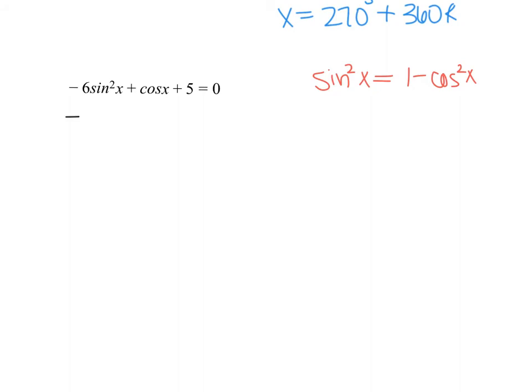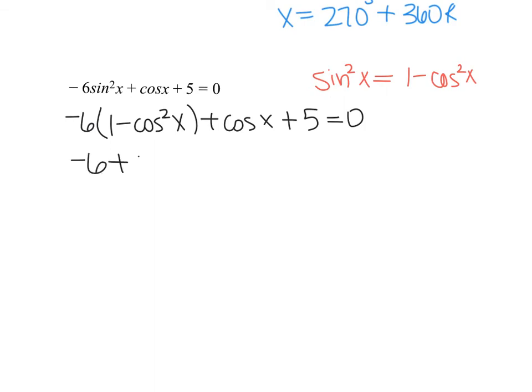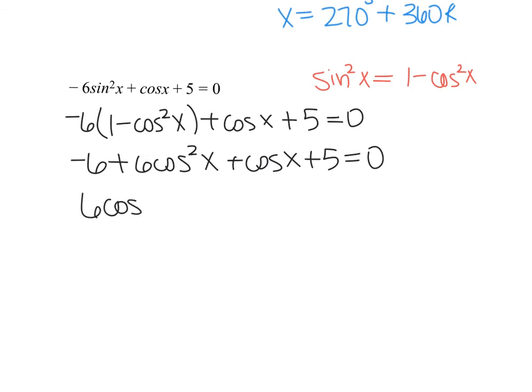So replacing my sine squared with that, we have -6 times 1 minus cosine squared of x plus cosine of x plus 5 equals 0. Distributing the -6, we get -6 plus 6 cosine squared x plus cosine x plus 5 equals 0. So we end up with the equation 6 cosine squared of x plus cosine x minus 1 equals 0. Now we have a quadratic equation involving cosine.